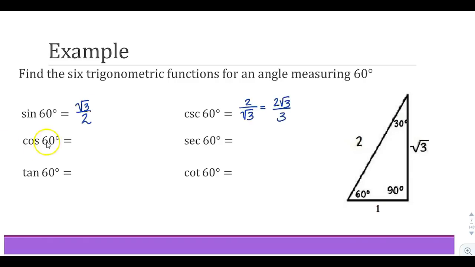Cosine of 60. So cosine is adjacent over hypotenuse, so we have 1 over 2. And the reciprocal of that, 2 over 1, would simply be 2. And tangent of 60 is going to be opposite over adjacent. So we have opposite radical 3 over adjacent 1. So that's just radical 3. And if I take the reciprocal, it was radical 3 over 1. So that's 1 over radical 3, or radical 3 over 3.